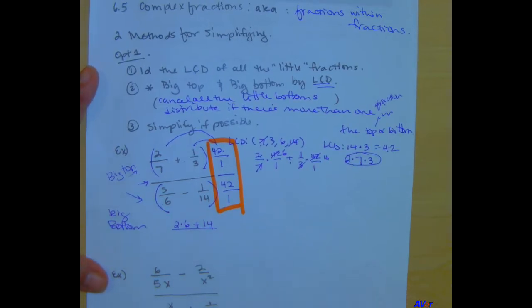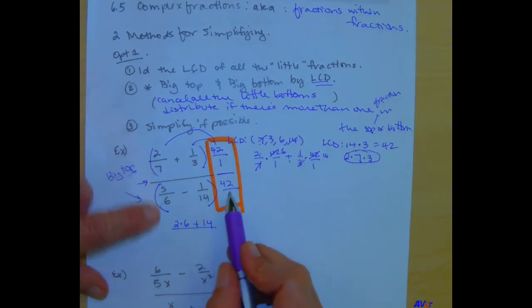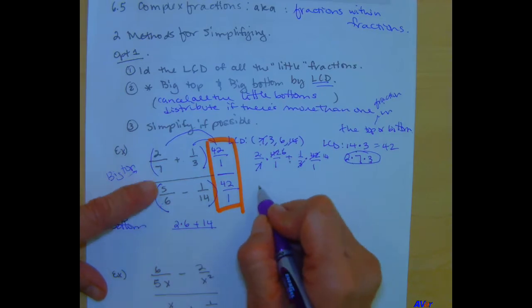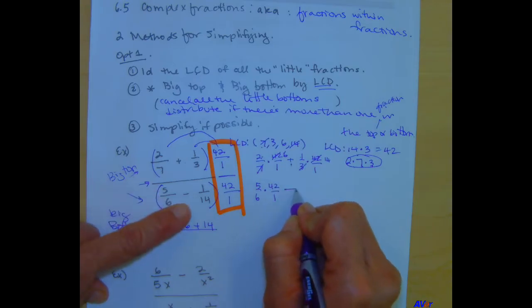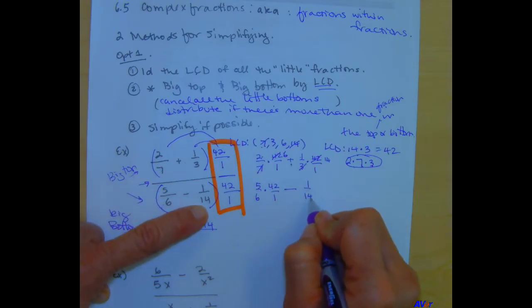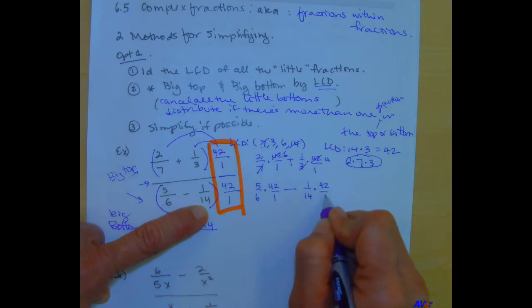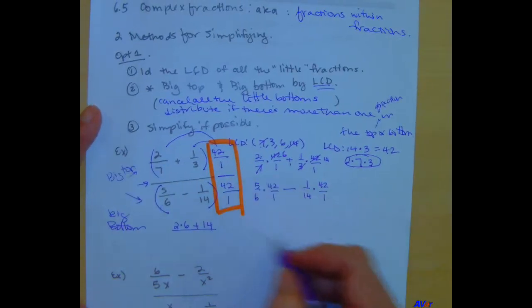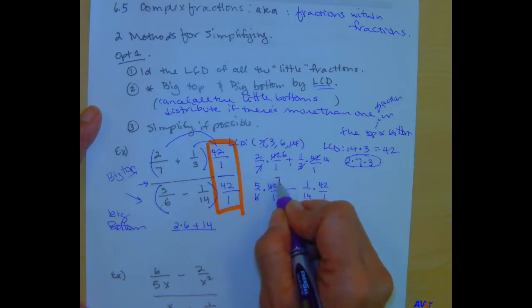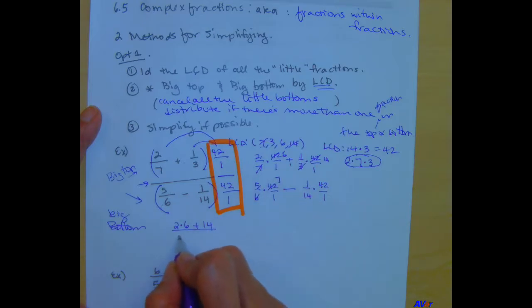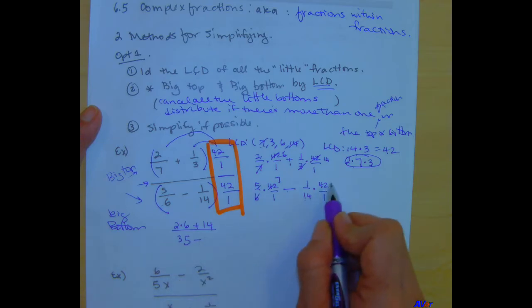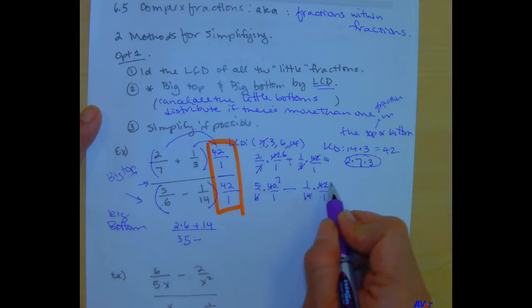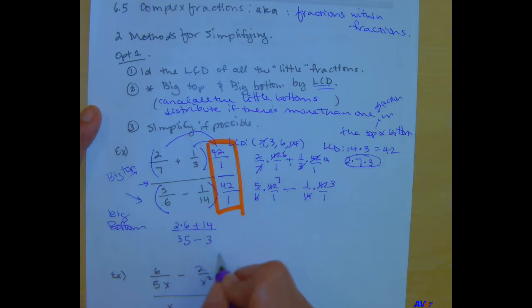Okay, so now let's go back and get the big bottom. So the 42 again is going to distribute. So I have the 5/6 that started there, but then it gets multiplied by the 42 over 1, minus the 1/14 I started with times 42 over 1. And then reduce. So the 6 goes into the 42, 7. 5 times 7 is left, so that's a 35 to start with. Minus, and then the 42 and the 14, when they cancel, leave behind 3.